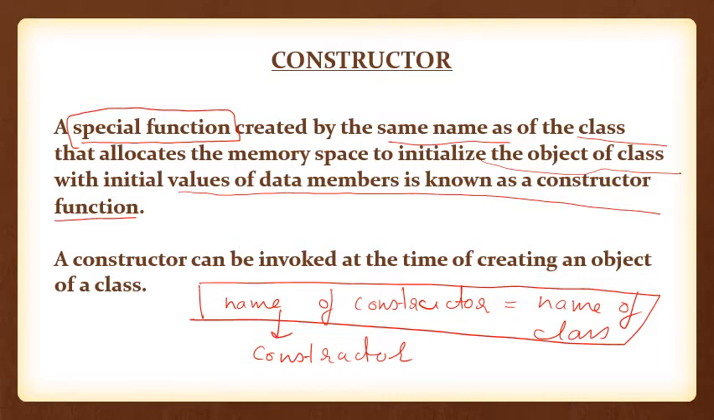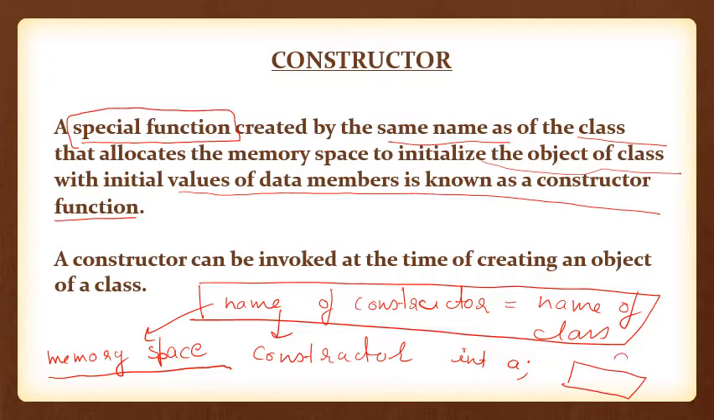Next is that it allocates the memory space to initialize the object of the class. So it allocates what? The memory space. So a constructor constructs the object and it allocates the memory space to initialize the object with initial values of the data members. So if int a is there, integer takes how many bytes? It allocates 4 bytes for the integer a and the default value of integer is what? 0. So it initializes the integer a with 0.